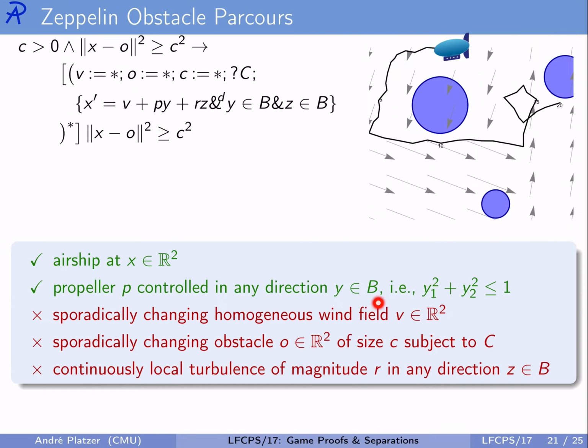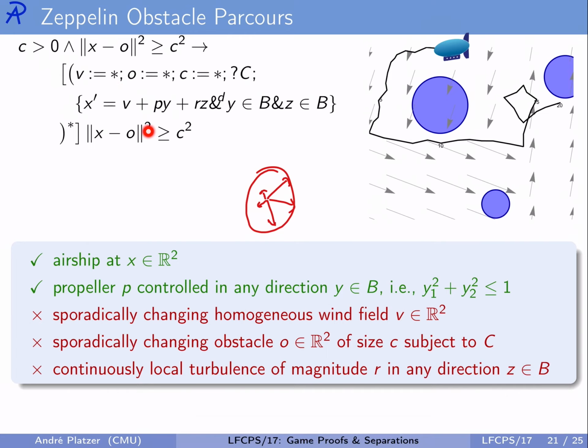So y is a direction in the unit ball, so something that squares to at most 1, with which you can control the direction and also the magnitude, but everything only within the unit ball. And the factor P is a constant that says how strong your propeller is that you can use for control. And the local turbulence is acting on it. Also Z is chosen from among a unit ball, but it's the opponent, Angel, choosing that. So Angel is controlling the wind and the local turbulence here, and Demon is in charge of flying the airship, also with some strength of the local turbulence R pushing and pulling in some direction Z.